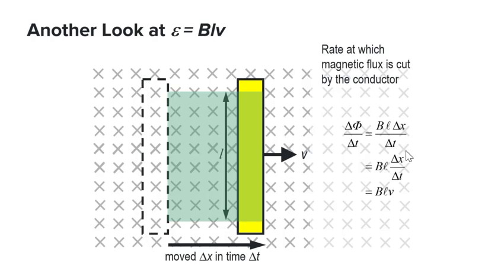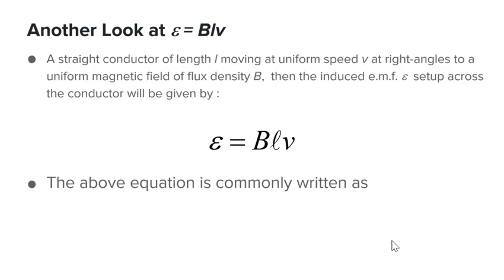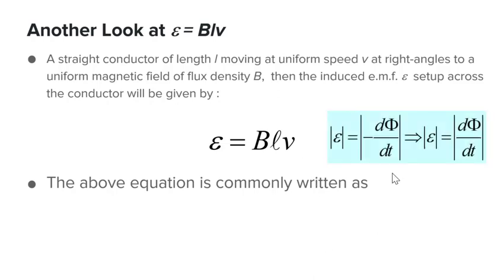Now, we know that delta x over delta t gives us the speed v. Hence, we can write this as BLv. Therefore, the EMF induced, which is equal to the rate of flux cut, is E equals BLv. Note the following things. We have dropped the negative sign from E equals minus d phi dt because what we simply want is the magnitude.